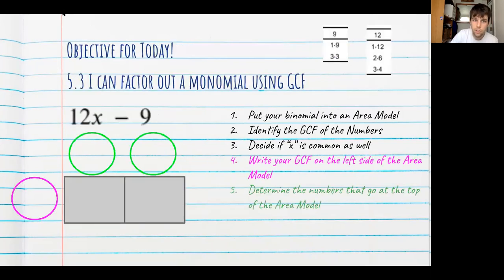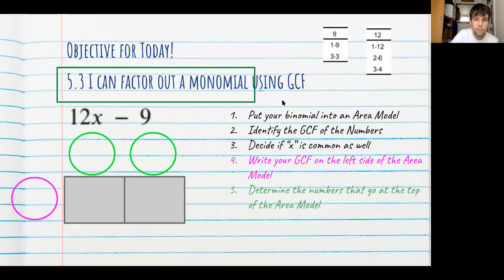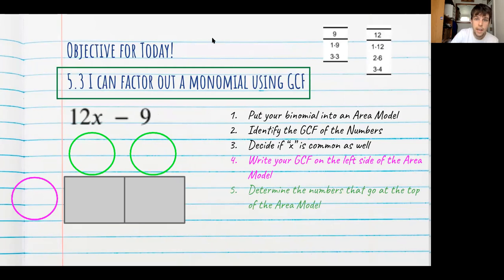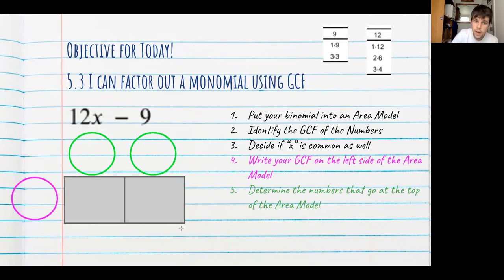All right, so again, this is target 5.3. I can factor out a monomial using GCF. You can see here, I have created this structure. I've already drawn out our area model, put some circles here where we're going to come out with our answer away from that original problem. I'm going to follow these steps as a procedure for solving this factoring type problem. The first thing I'm going to do is put my original binomial in the area model. 12x minus 9. Not too difficult there.